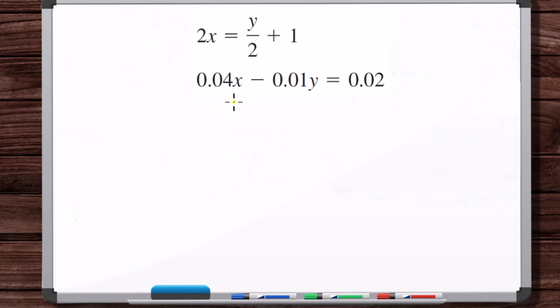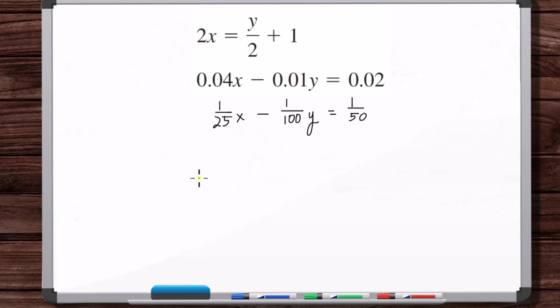Okay. Let's multiply the first equation by 2. 4x is equal to y plus 2. And the second equation, let's rewrite it. So 4 divided by 100 is 1 over 25. Then we've got 1 divided by 100. Then we've got 2 divided by 100.